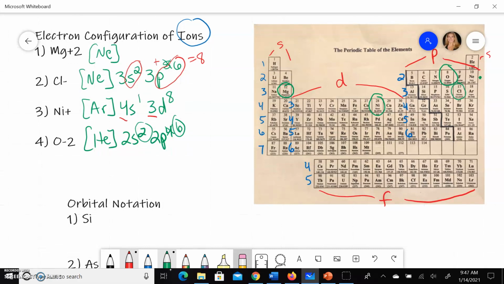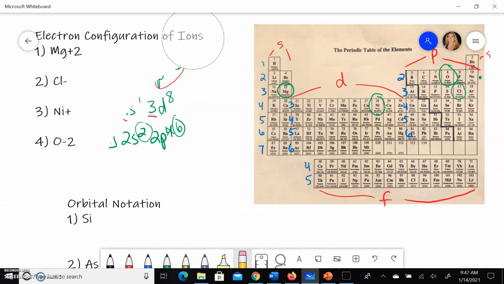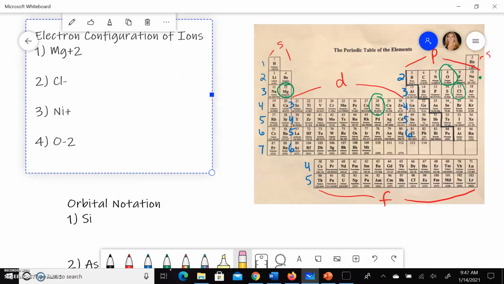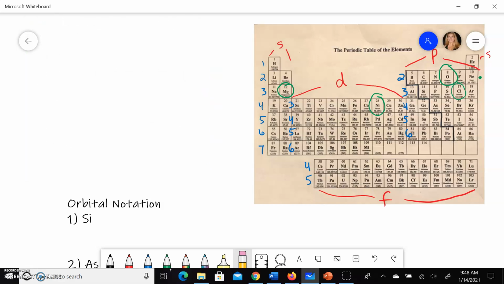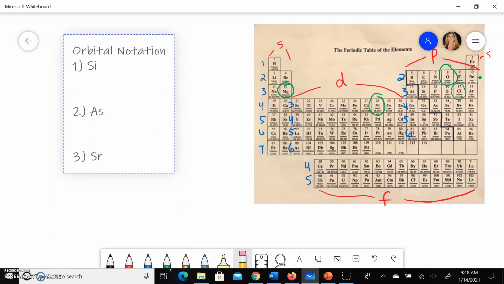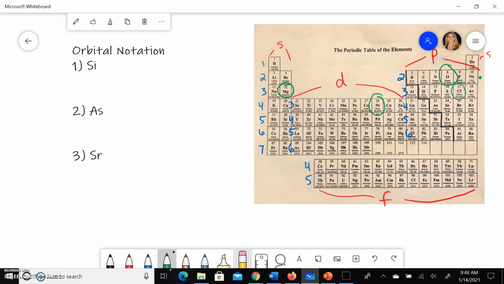All right, so let's go ahead and do some orbital notation. This is helpful if you already have the electron configurations written. So the first thing we're going to do for each of these is to write the electron configuration, and then I'll show you how to do the orbital notation.